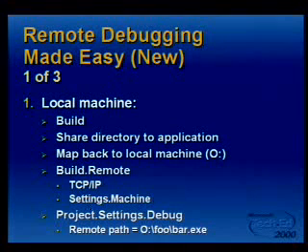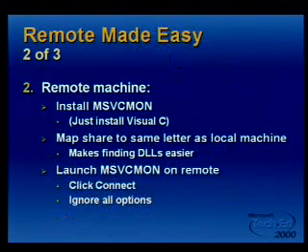Also in the project settings dialog, you need to fill in the remote path using the newly mapped drive letter, O:, and then wherever your exe is built in there. On the remote machine, you just want to install MSVCmon, and the easiest way to do this is just install Visual C++ on that machine.